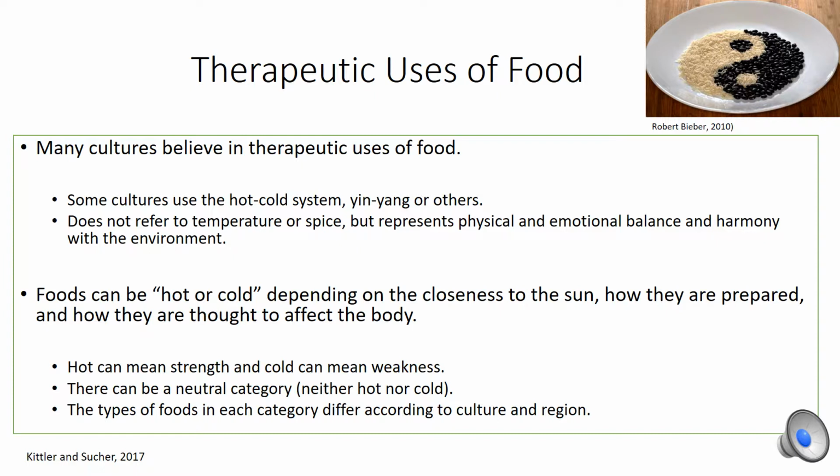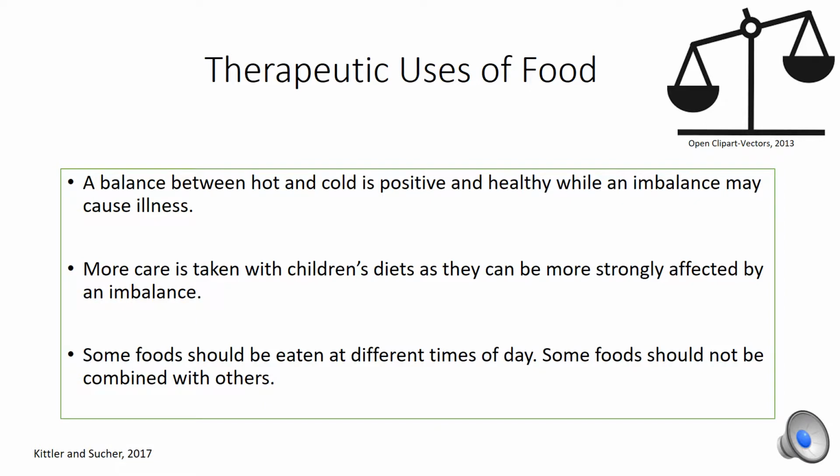Hot can mean strength, and cold can mean weakness. There can be a neutral category, neither hot nor cold, and the types of foods in each category differ according to culture and region. A balance between hot and cold is positive and healthy, while an imbalance may cause illness. More care is taken with children's diets as they can be more strongly affected by an imbalance. Some foods should be eaten at different times of the day. Some foods should not be combined with others.